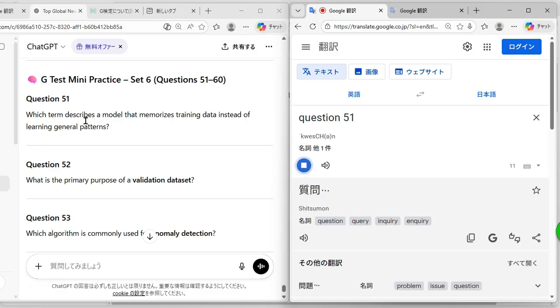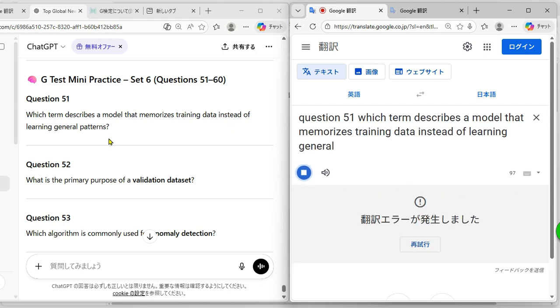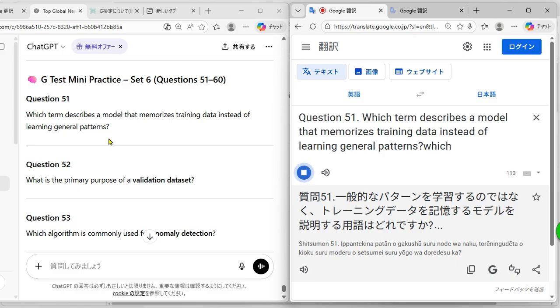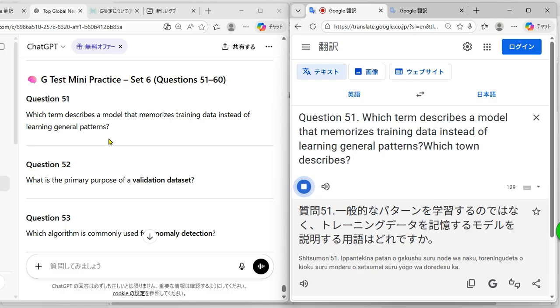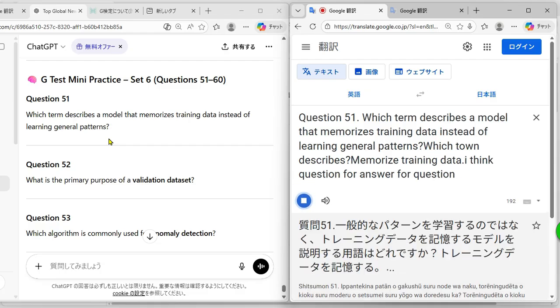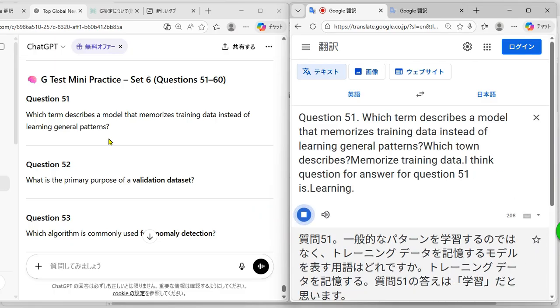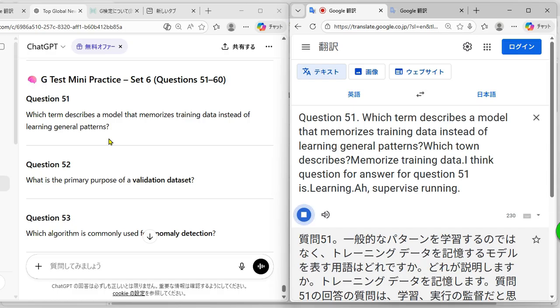Question 51. Which term describes a model that memorizes training data instead of learning general patterns? I think the answer for question 51 is supervised learning.